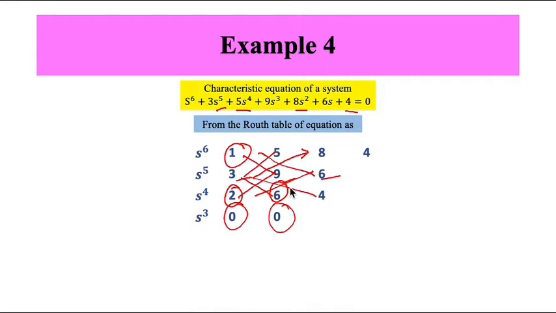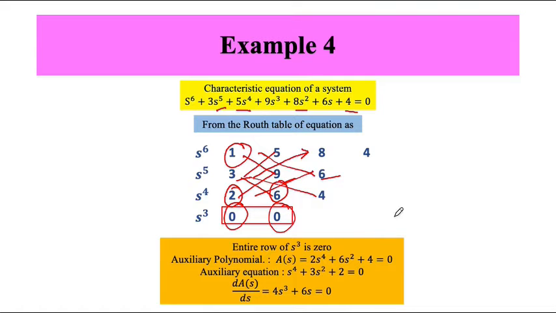So what we learn is that we consider the auxiliary equation. If the entire row is 0, we consider the auxiliary equation A(s), and we go to the immediately upper row to this 0 row. So what is that? s to the power 4, here it is s to the power 2, here it is s to the power naught. So I'm just writing the auxiliary polynomial.